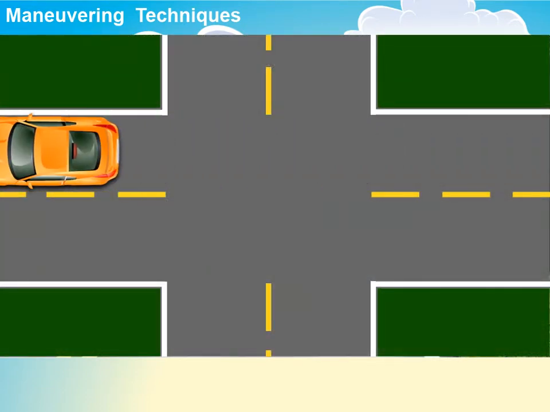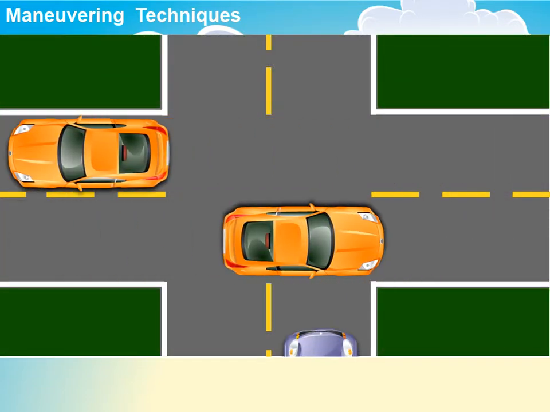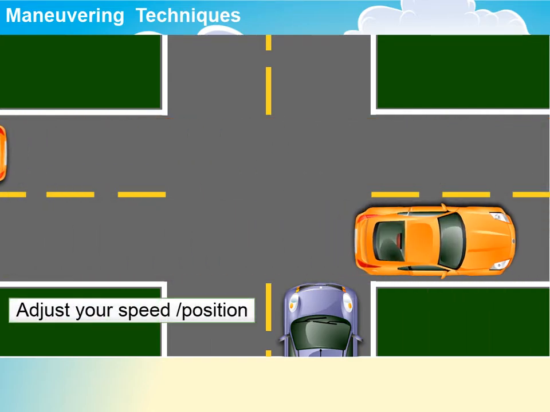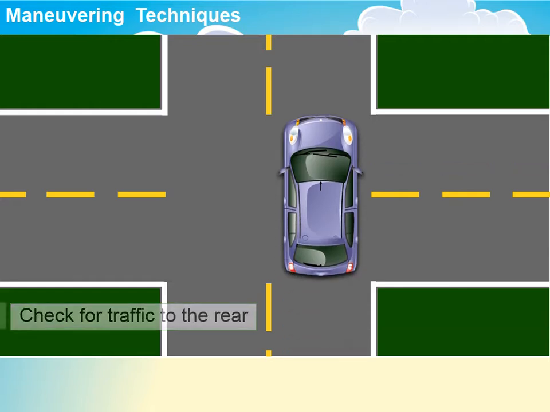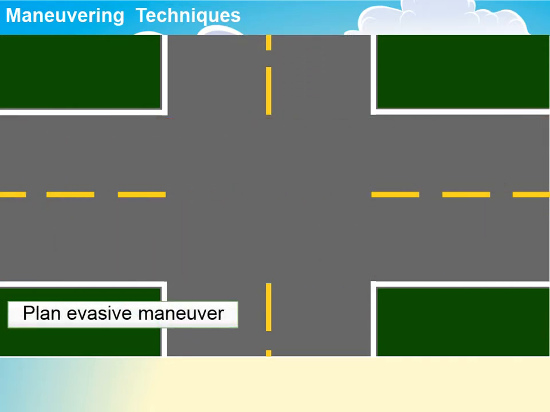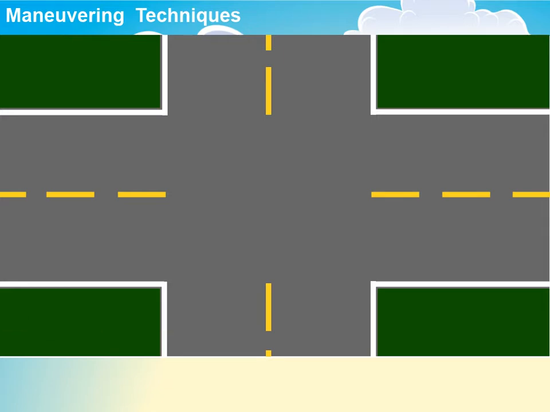Moving traffic in the intersection has the right of way. As you approach an uncontrolled intersection, adjust your speed and/or position, check for traffic to the rear, be prepared to brake, and plan an evasive maneuver if another driver pulls unexpectedly into the intersection and into your path.